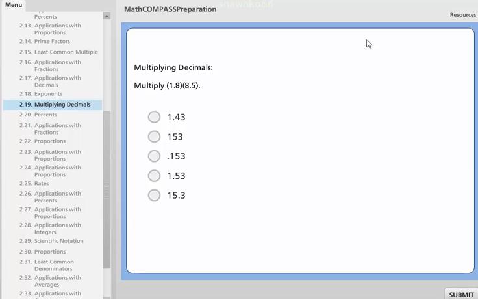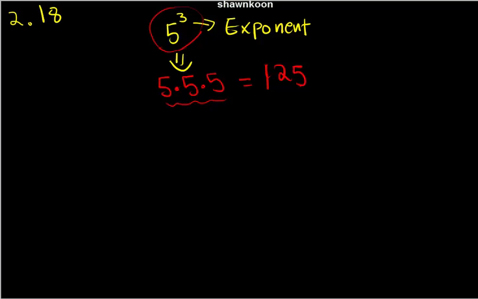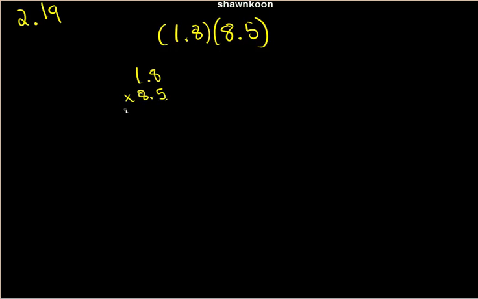2.19. It says multiply 1.8 and 8.5. So here, you could have used a calculator, but I don't think they want you to use a calculator on this problem. So let's actually solve this one. So 1.8 times 8.5, that's what we're doing.